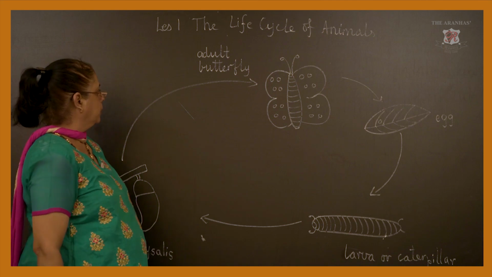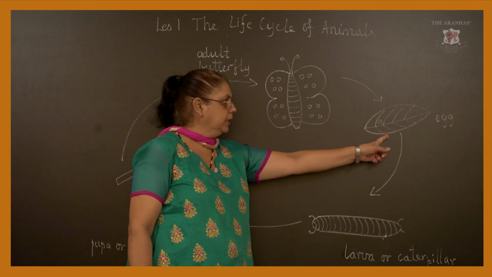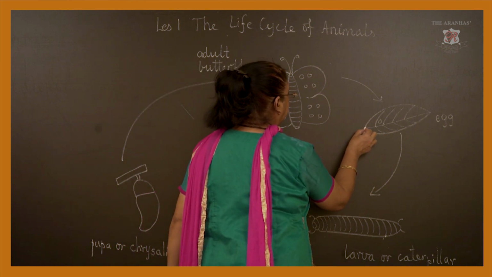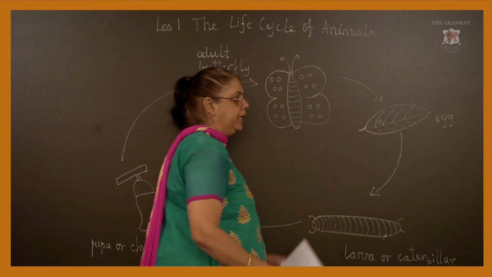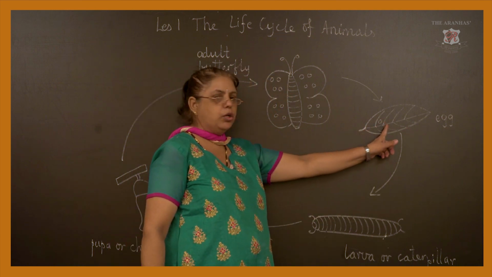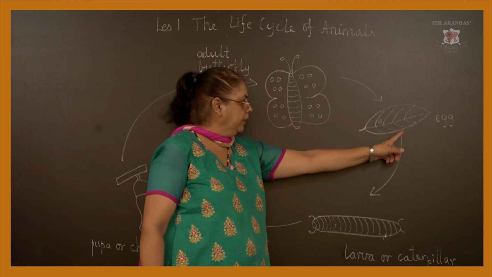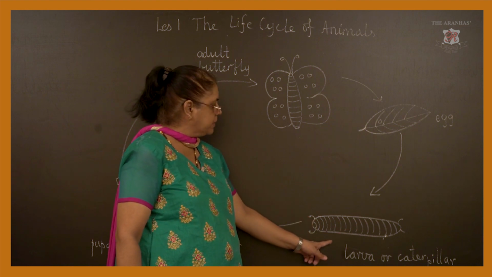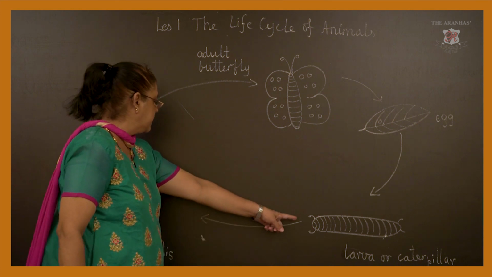Okay. So, I want you to draw this in your notebook. The first stage is the egg stage. Egg, it grows on the leaf. The female butterfly lays eggs on the milkweed leaf. This is the milkweed leaf, and then it starts growing and it becomes a caterpillar, the larva or caterpillar stage. The second stage.